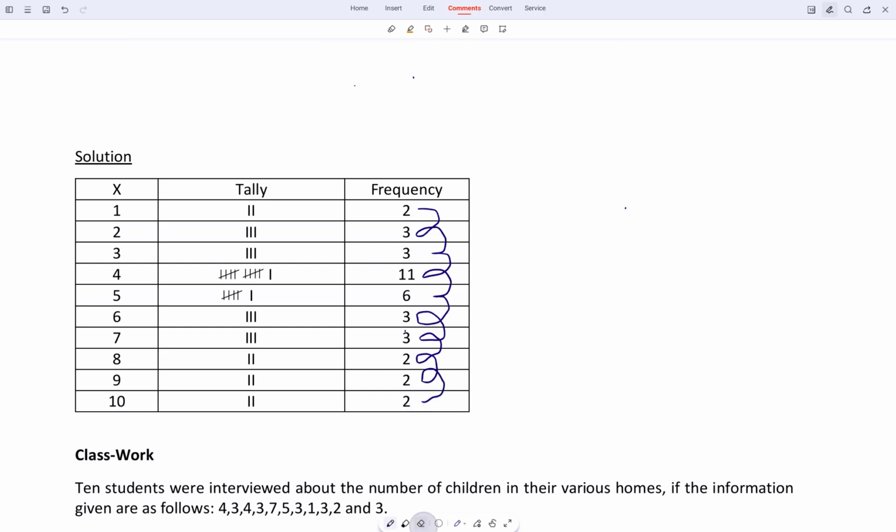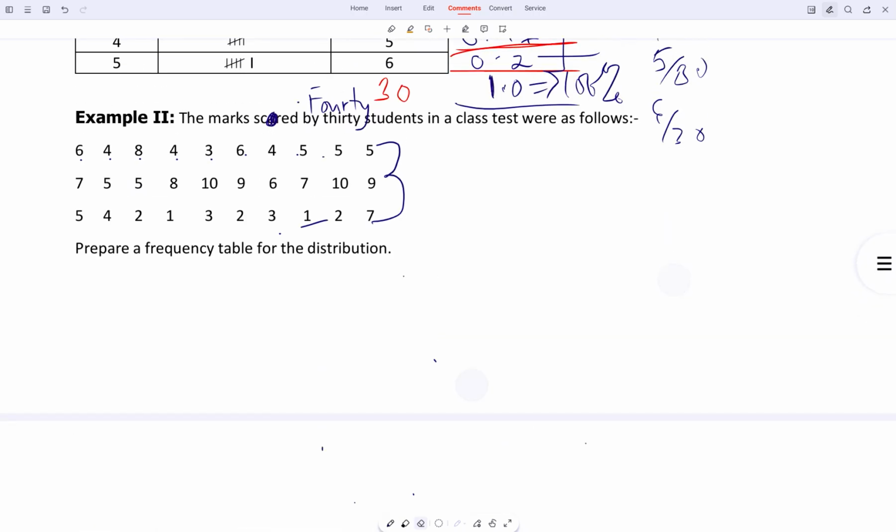Am I correct? Let me check how many numbers we have there again. 1, 2, 3, 4, 5, 6, 7, 8, 9, 10, 11, 12, 13, 14, 15, 16, 17, 18, 19, 20, 21, 22, 23, 24, 25, 26, 27, 28, 29, 30. This is 30, not 40. Please forgive me, it's 30.